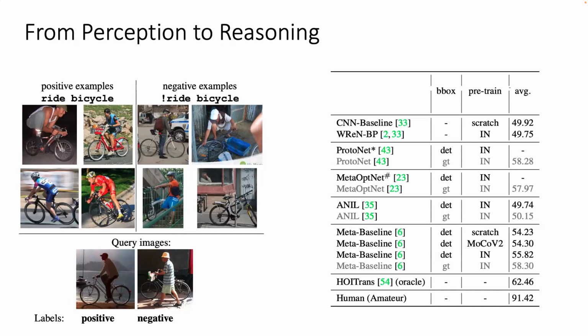And when this benchmark was proposed, it showed that current methods have a huge gap compared with humans. For example, humans can achieve 91%, but the current models do not have this compositional reasoning property.